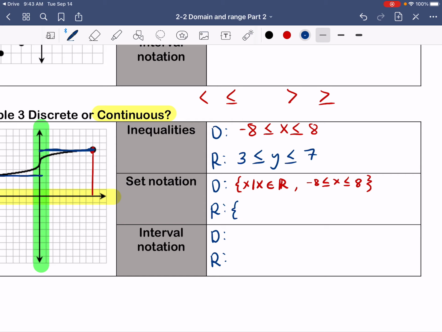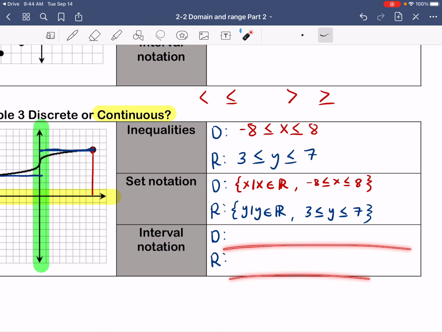For the range, it's gonna be similar. Domain is x, so range is gonna be y. y such that y is part of all real numbers, that 3 less than or equal to y less than or equal to 7. So that's it. That's the set notation. So you're gonna write, these are the same thing.